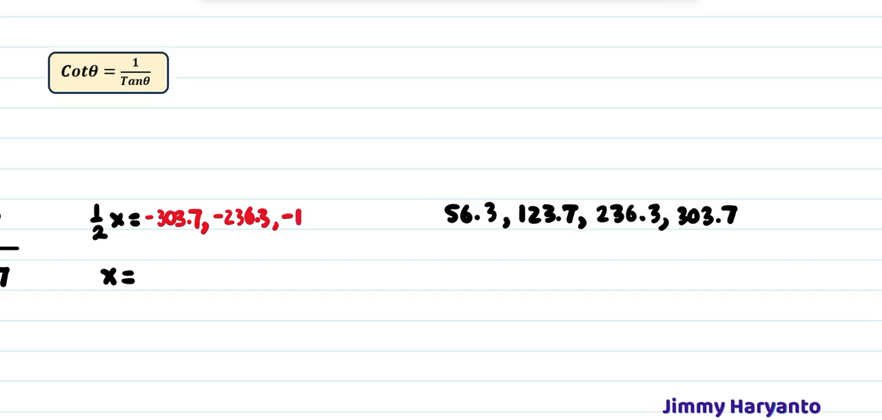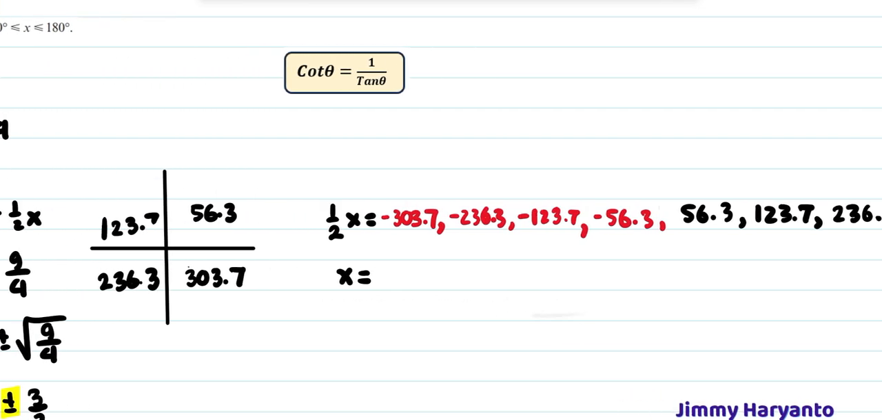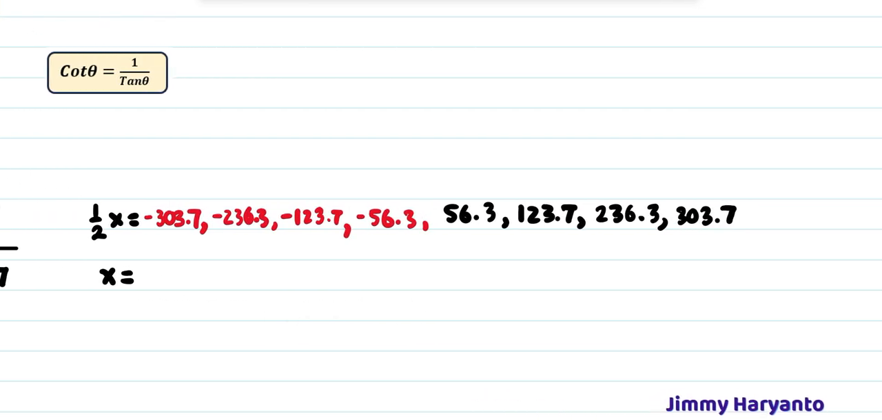Okay, this one is negative 123.7, comma. And then 303.7 minus 360 is negative 56.3. Okay, so this is all of the sets, and then when I multiply it by 2, it has to be in the region of negative 180 until 180. So I think I have to reject this one, this one, this one, and also this one. So we only have 2 answers for the x.